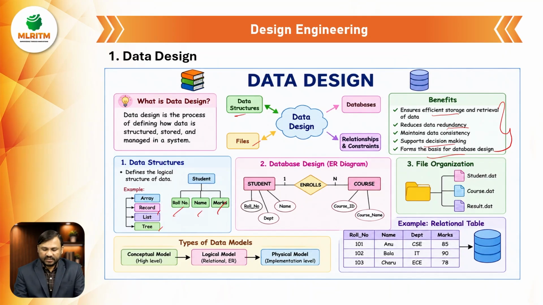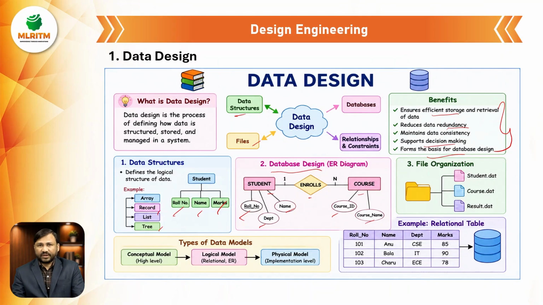Then second is database design. In database design, mostly we refer to entity relationship diagrams: how an entity contains a list of attributes and how it is related to other entities. Here is one example of an ER diagram: a student enrolls for n number of courses. One student can enroll in n number of courses. These are the list of attributes, and here course ID and course name are also attributes. This is how database design can be done.